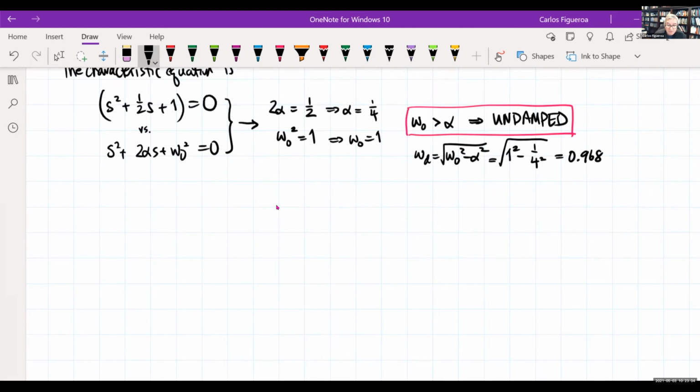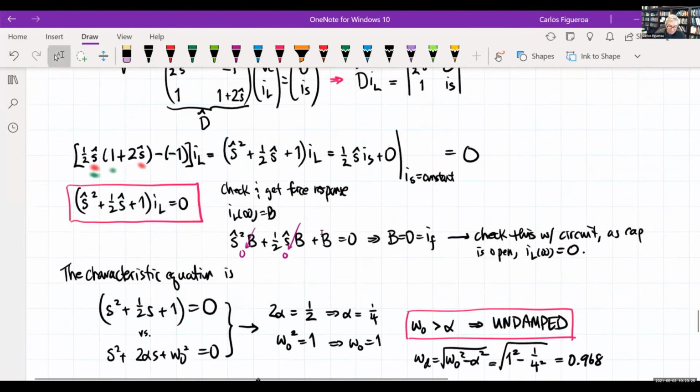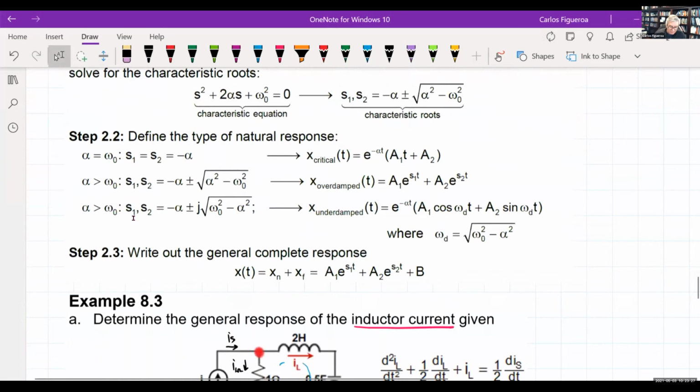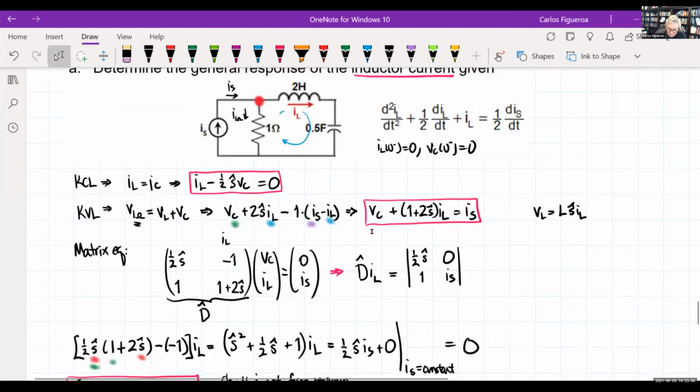Now I'm going to write out the natural response. Step 2.2, write out the natural response. Because it's underdamped, all I do is go here and I go, well, if it's underdamped, oh man, there's a typo here. This should have the arrow going the other way. So this guy should be going like this. So it has to be that third case. So I get the cosine and sine terms.